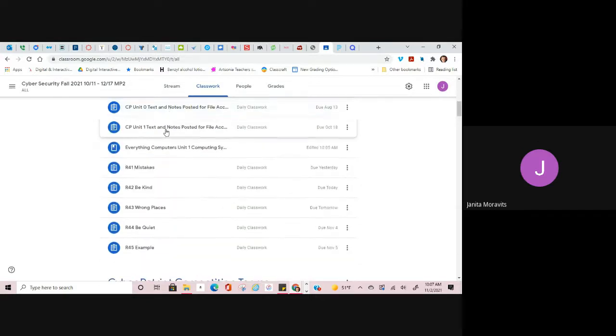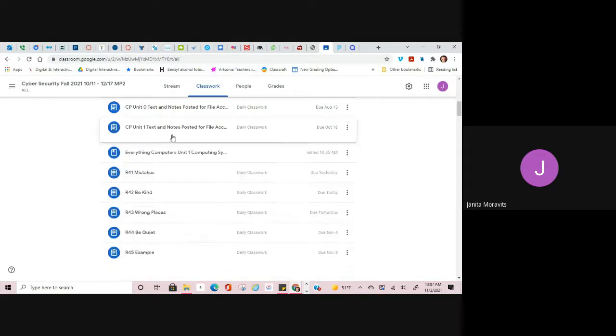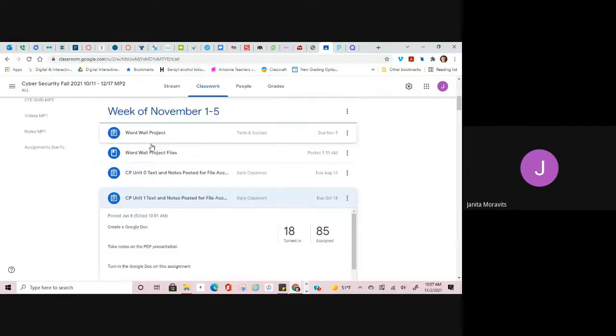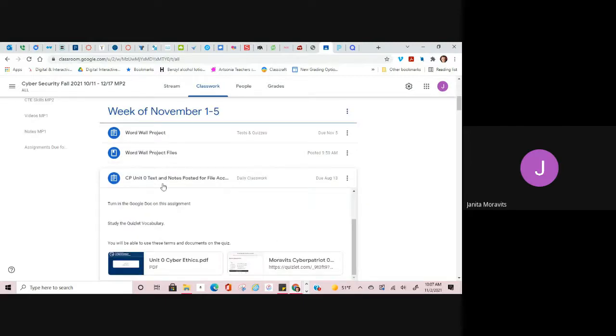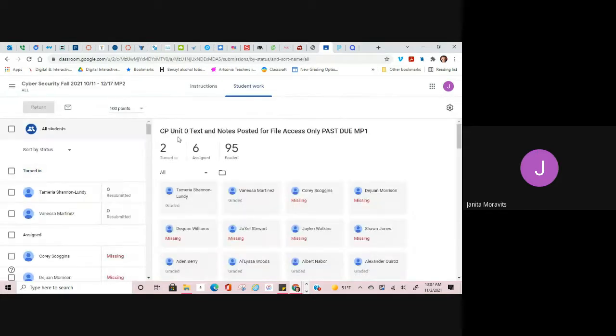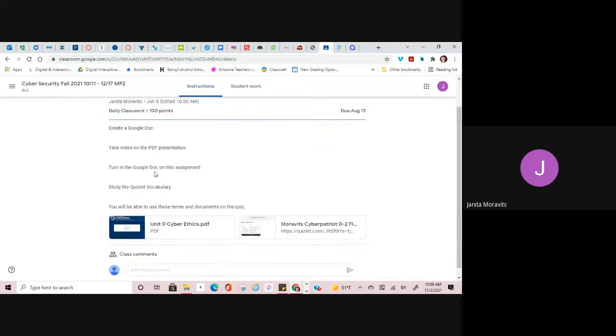And then the same thing for Unit 1. We may or may not use that one. But notice that the assignment says, well, let's just view it on both of these. The Unit 0 and Unit 1 is going to say pretty much the same thing. Notice that it says that this is posted for file access only. This is from marking period 1. This is not an assignment to do.